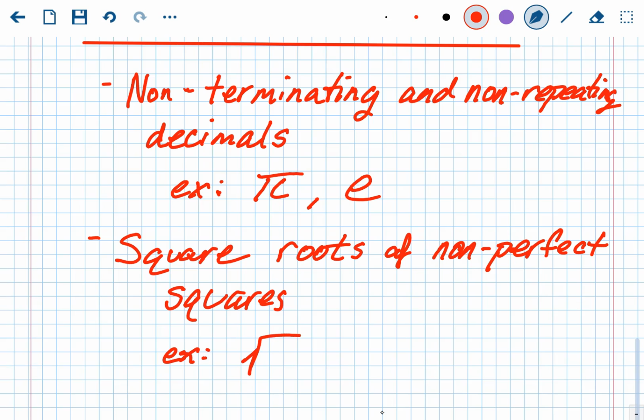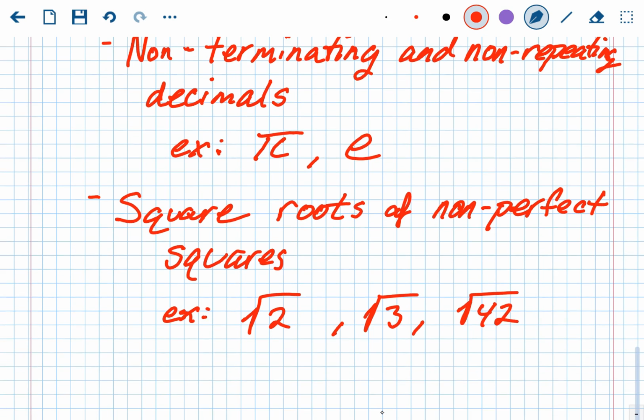So the square root of non-perfect squares are going to be irrational. Square root of 2, square root of 3, square root of 42. Anything that's not a perfect square. If it was a perfect square, you would just write it as an integer. Square root of 100 is 10, so you would just write it as 10.